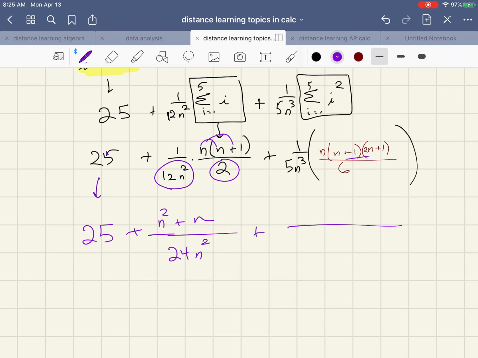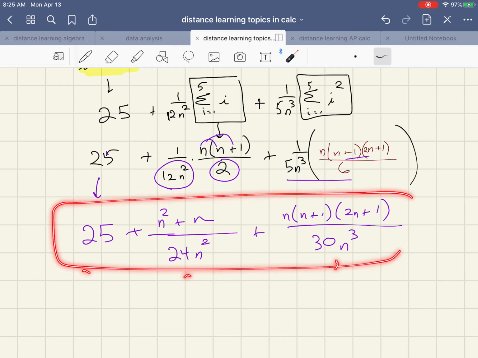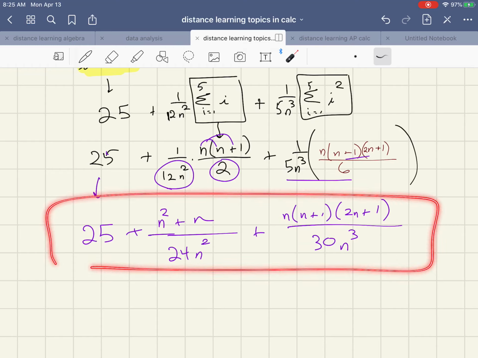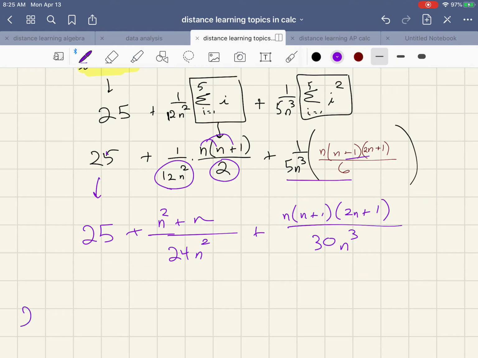I'm not going to do all of this, but I am going to do this. This is 30n cubed on the bottom. Now I could keep going with this, but the idea is that we're going to start off simple. We're not going to have all three terms here. That's going to be reserved for when we start using our shortcut.